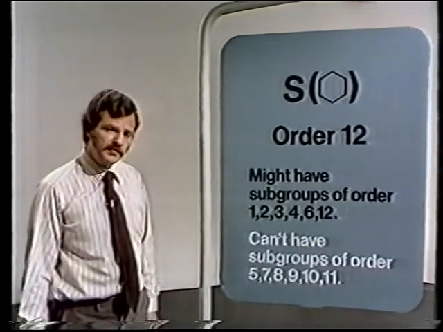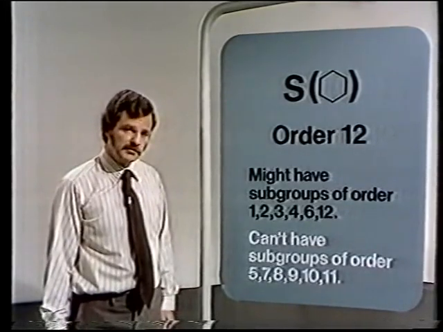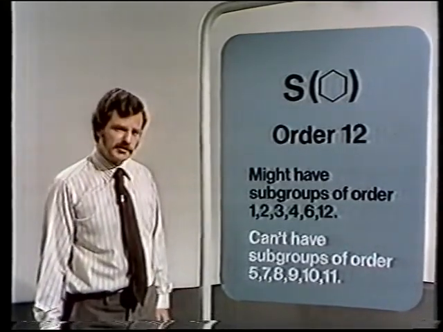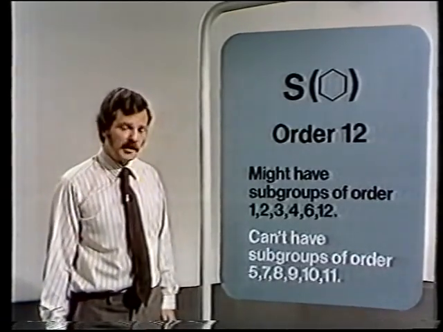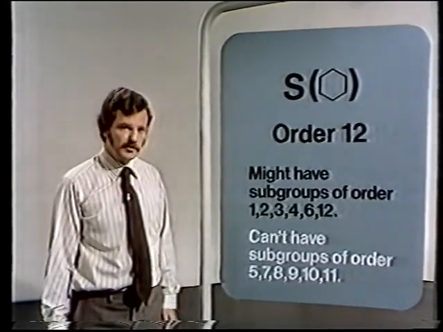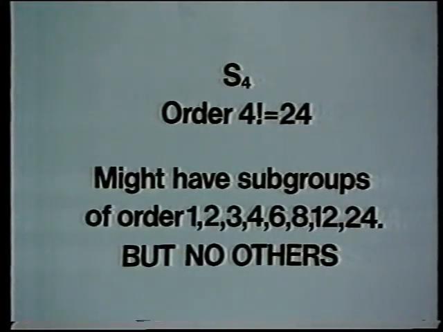And we can take this idea further. Let's suppose that we're given a group of order 24. Well, in fact, there are quite a lot of groups of order 24, a lot of different ones. You've met one already in the course, the one we call S4, the group of all permutations of 4 symbols. It has order factorial 4, 24. Now, Lagrange's theorem tells us straight away that it might have subgroups of orders 1, 2, 3, 4, 6, 8, 12 and 24, but no others.